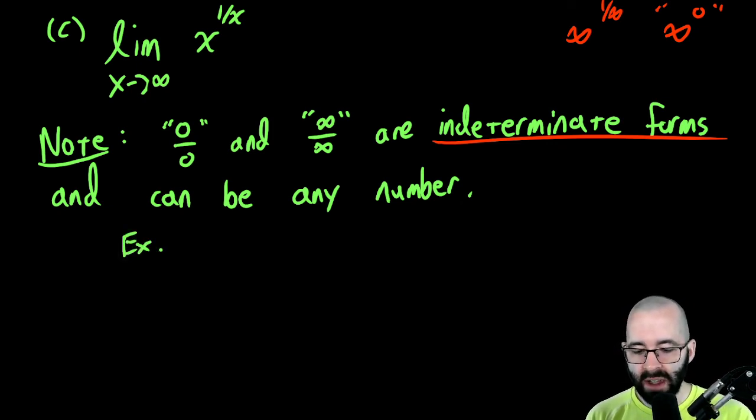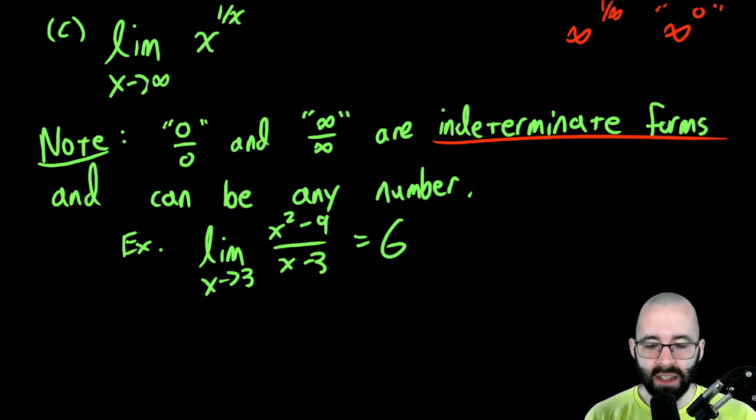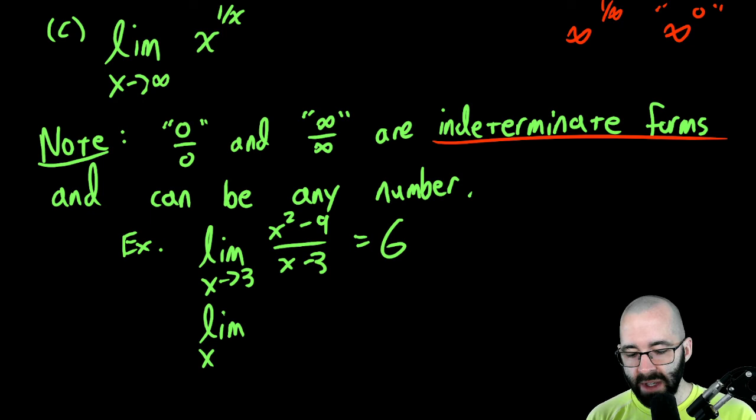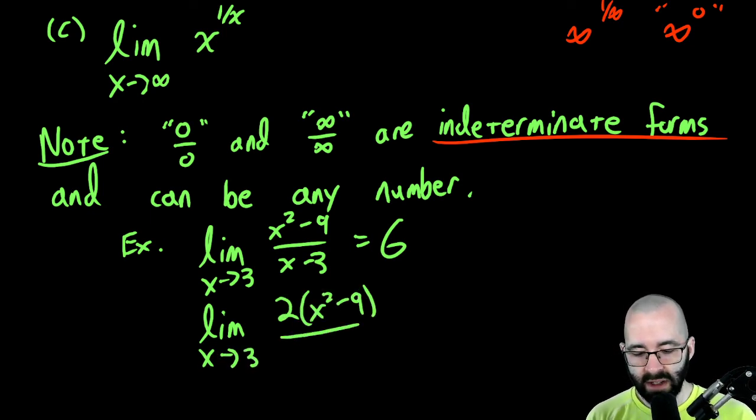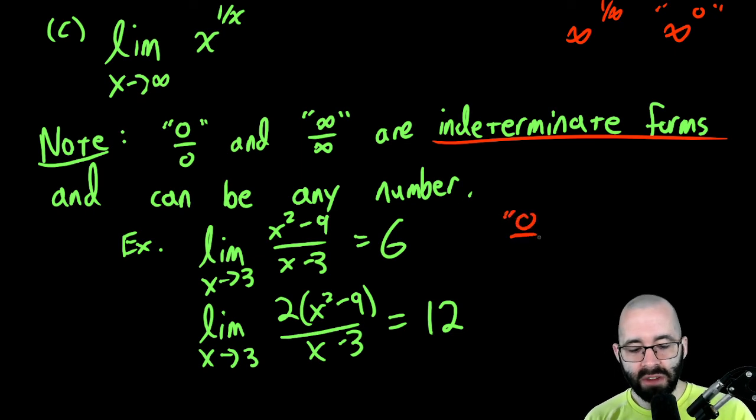Okay, so again, just some more examples of indeterminate forms. The limit as x goes to 3 of x squared minus 9 over x minus 3. This is 0 over 0. We just showed this in the last example, but 0 over 0 in this case is 6. But the limit as x goes to 3 of 2 times x squared minus 9 over x minus 3 is just the same thing multiplied by 2. It's still 0 over 0 if you try direct substitution. It's 12. So both of these are 0 over 0.